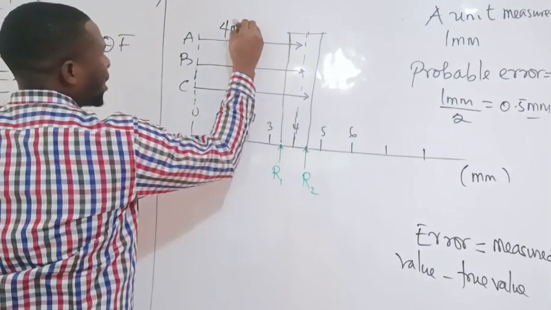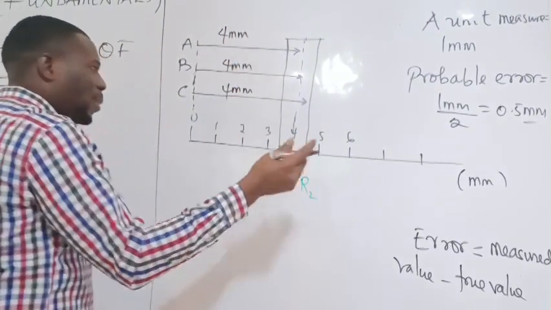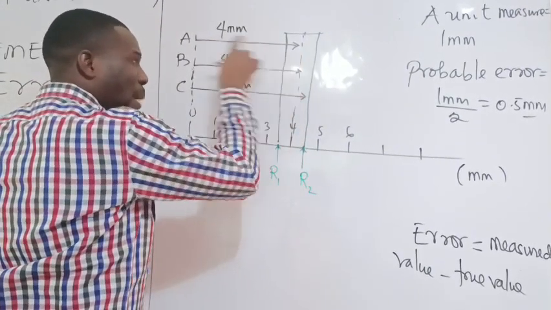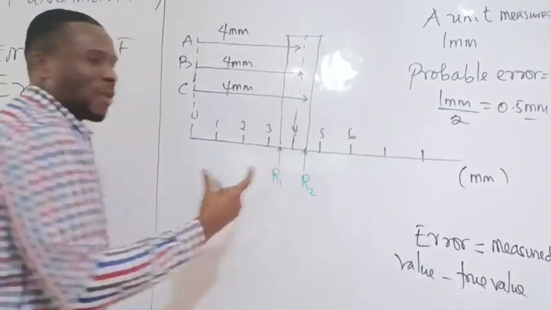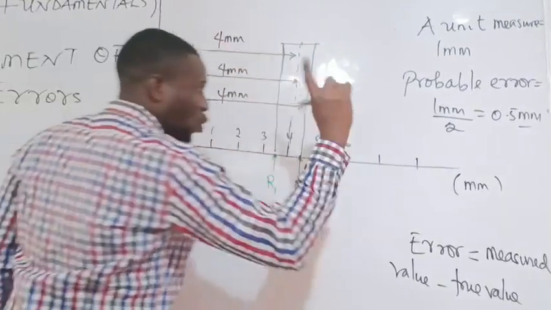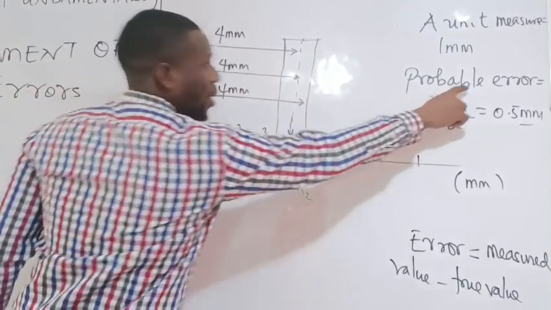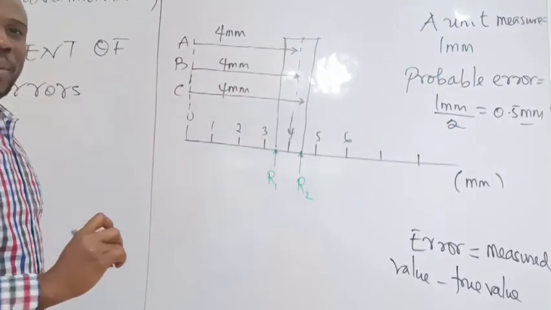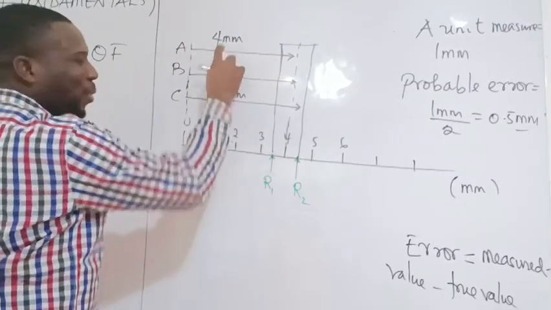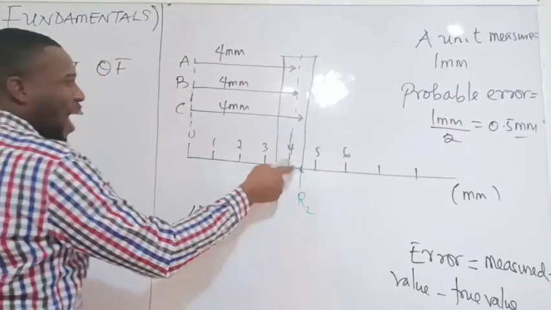They would report their answers as 4 millimeter. Why? It is simply because the measured value is within the range of errors. So what it simply tells us is that we have to take into account the probable error.